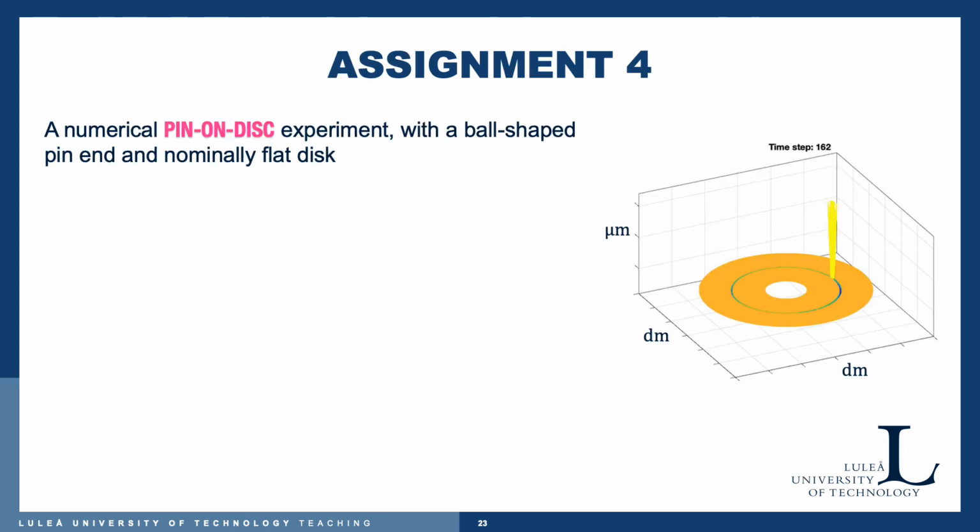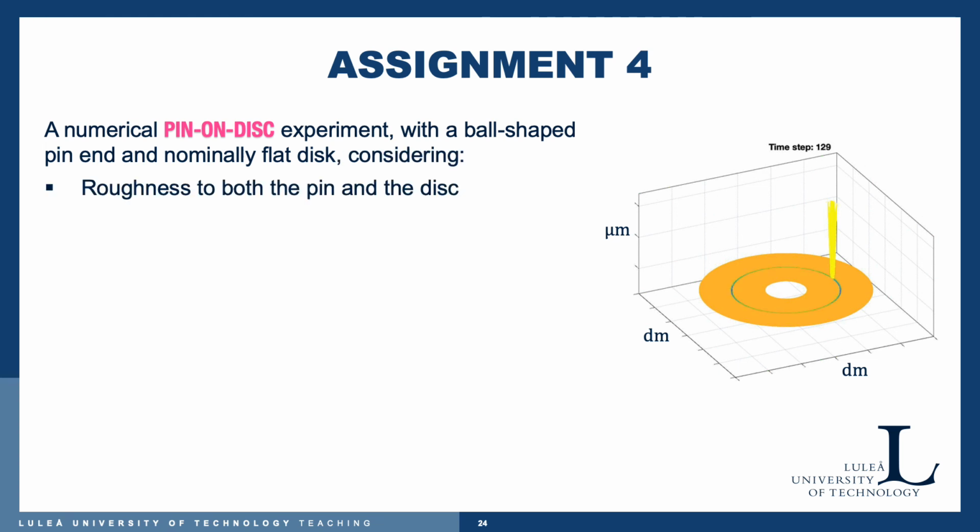During this part of the course you have an assignment to do, assignment 4, and it's actually a numerical pin-on-disc experiment, as you can see it, with a ball-shaped pin end and a nominally flat disc. I have a simulation here on the right to show this. Notice the scale: the lateral scale of this one is in decimeters, and the height scale is in micrometers in order to show the wear, of course, and therefore the spherically shaped pin gets quite a sharp radius of curvature.